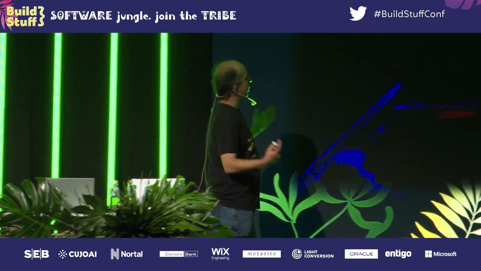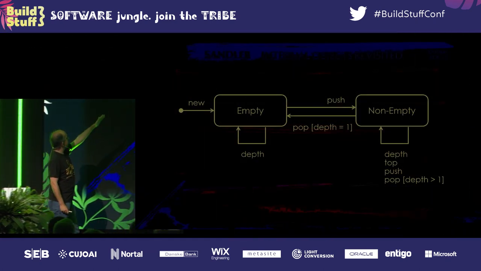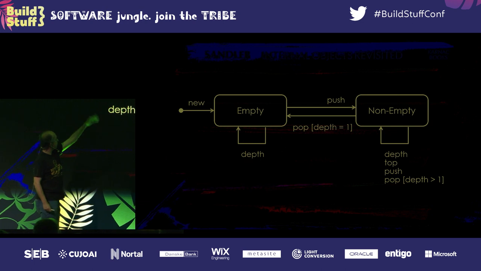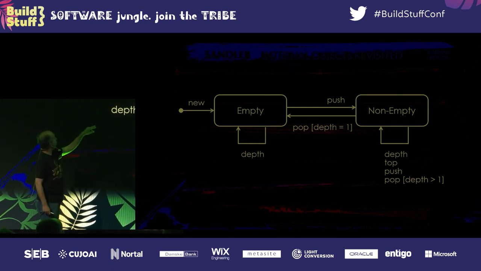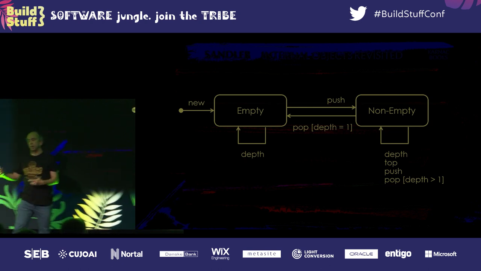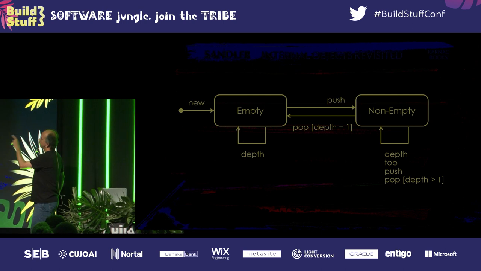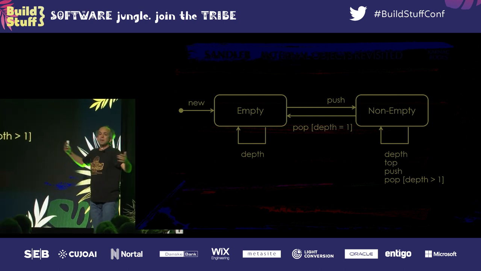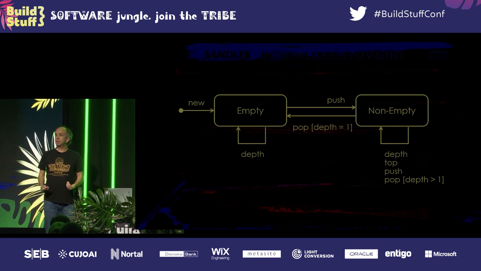However, this is where state machines help us. This is how you generate that sequence. You've got a new one, you've got an empty stack, you can ask for its depth, you can push, it becomes non-empty. Then you can call depth, top, push, and pop. If you pop and the depth is one, then it becomes empty again. This is getting a little more helpful. Now, what happens when you call top and pop in the empty state? Quite literally, it is undefined. There is no definition of that.